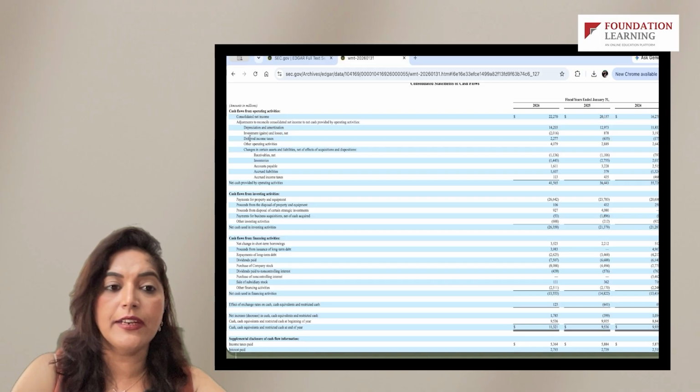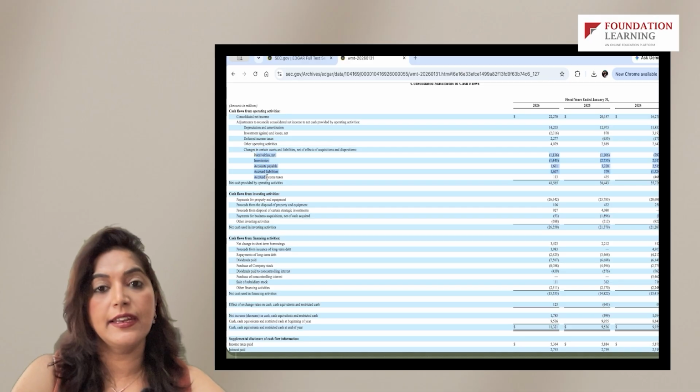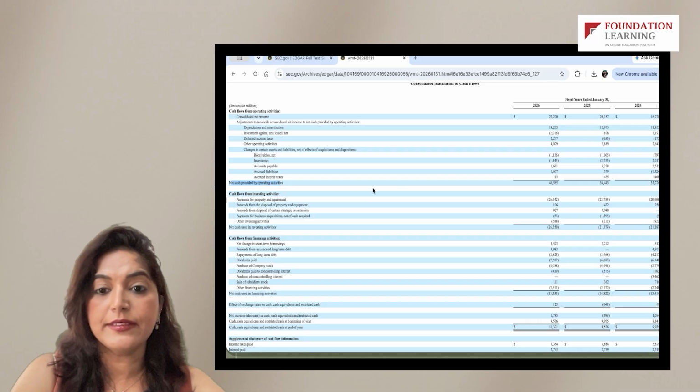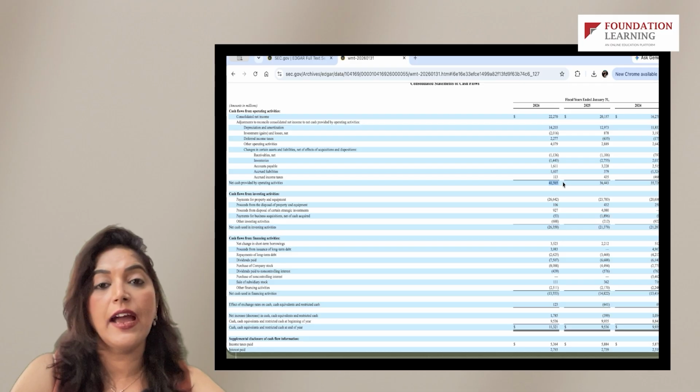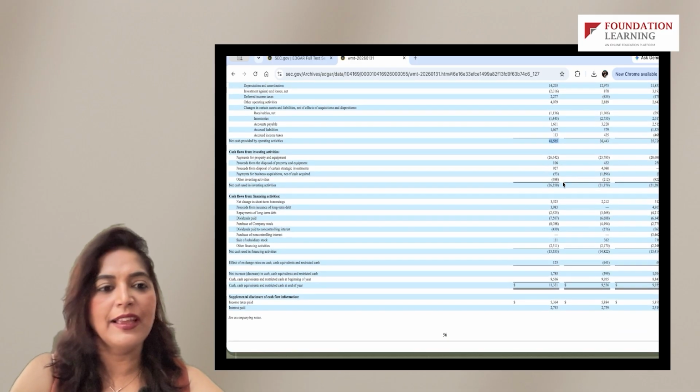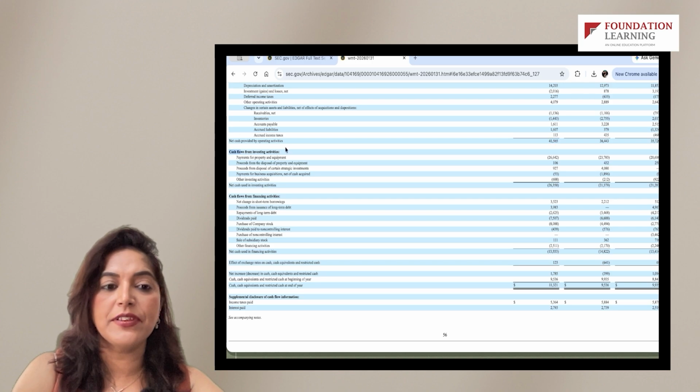Then we have deferred income taxes, other operating activities, and adjustment for current assets and current liabilities. Here net cash provided, that means cash is being generated, which is $41,565 million, which is a good thing to have. Then we have cash flow from investing activities.